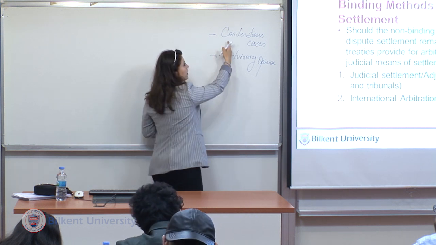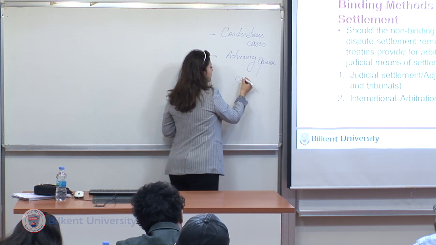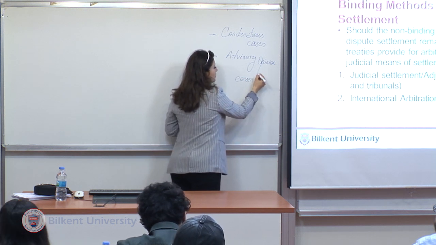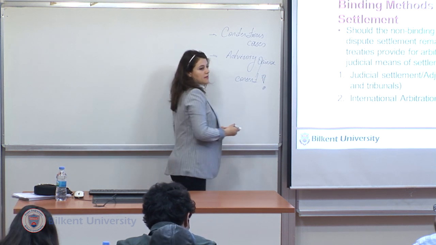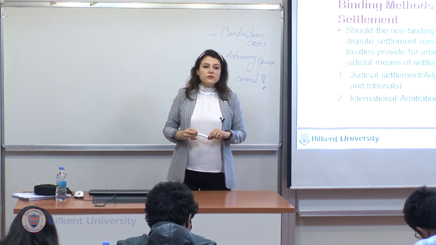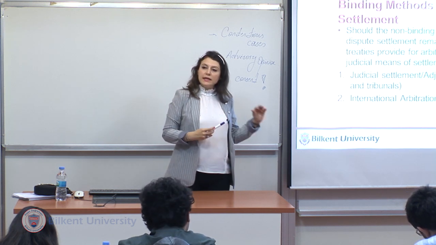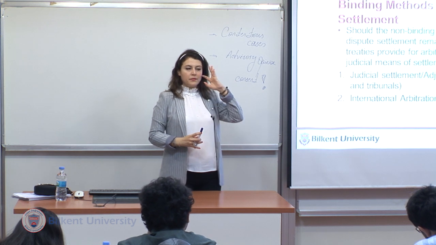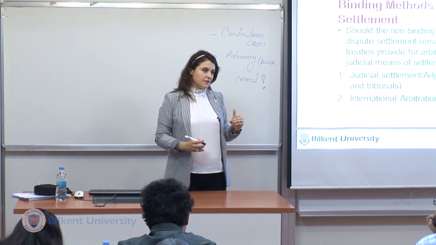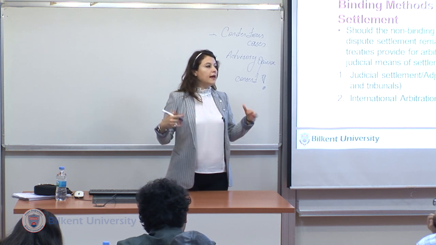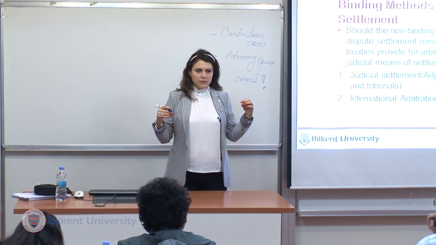So for contentious cases in the ICJ, consent is again the key element. The parties of the dispute should show consent about bringing the issue to the ICJ. And the ICJ makes a decision as a result. Those 15 judges hear the case, and the states are defended by whom?